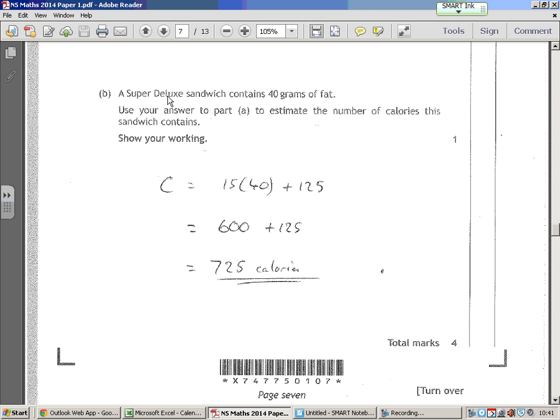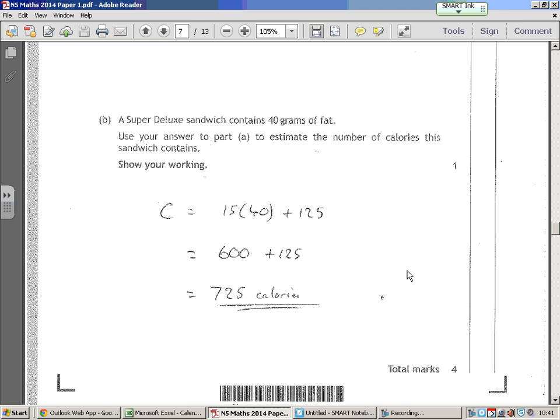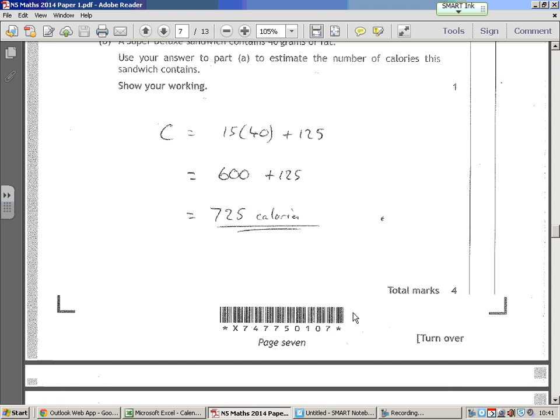Part B, a super deluxe sandwich contains 40 grams of fat, so the value of f is 40. Use your answer to part A. So I'm just going to substitute the 40 for f. So 15 40s plus 125, so that'll be 600. Again, if you can't do 15 40s, do a sum over here at the side. Non-calculator means you don't need to do it in your head. You can write down the sum. 600 plus 125, 725 calories.